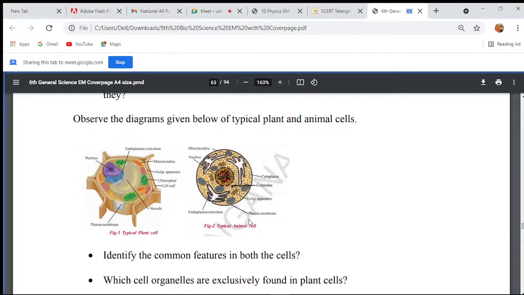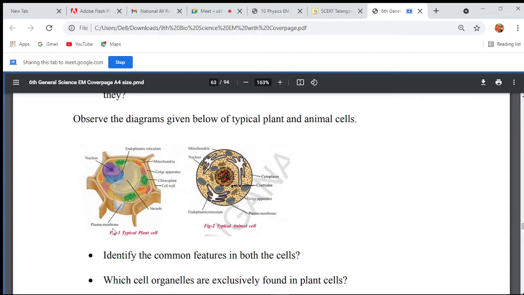Can you see chloroplast in animal cell? No, you can't see the chloroplast in animal cell. So that is the peculiar feature of a plant cell. Next, vacuole. Vacuole, can you see in animal cell? No. And then cell wall. Cell wall you can see only in plant cell. In animal cell there is no cell wall. Okay. So these are the common features.